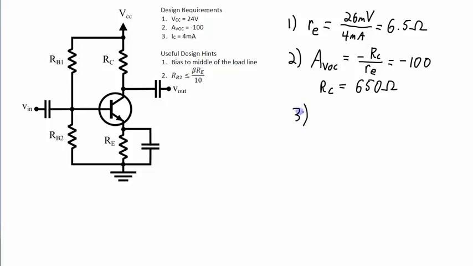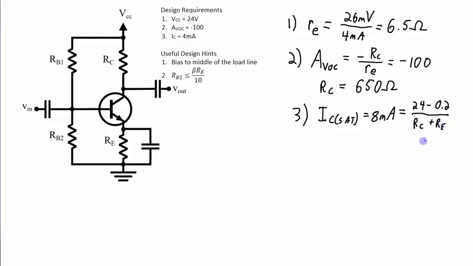Okay, third, I want to bias this circuit in the middle of the DC load line, so I can look at what my saturation current is going to be. Well, I want my saturation current to be about 8 milliamps. And the equation for the saturation current will be the voltage that is across this RC and RE when I'm in saturation. So that's going to be 24 volts minus the collector emitter voltage at saturation, which let's say is about 0.2, a typical value for a 2N3904 transistor, divided by RC plus RE.